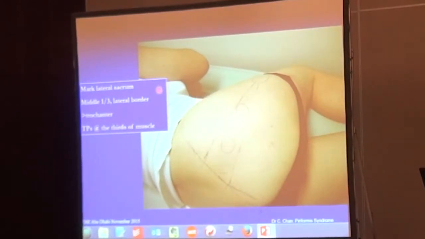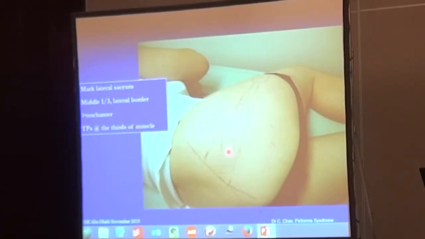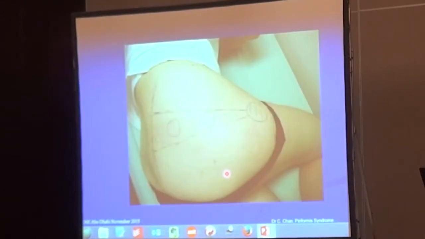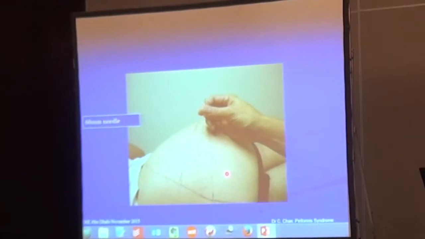I've marked the border of the sacrum there, and I've marked the greater trochanter there, and through palpation I have defined the piriformis muscle and found the 2 trigger points. And these are usually at the junctions of the middle third and the outer and middle inner third. A different view, 60 millimetre needle.